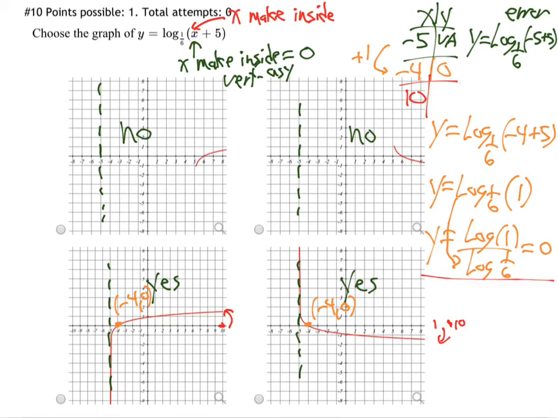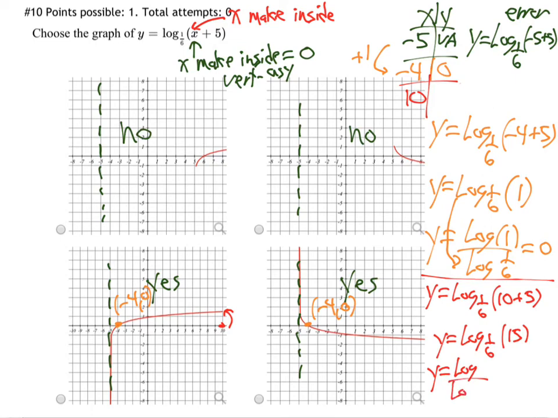So let's see it. y equals log base 1/6 of 10 plus 5. What do we get? y equals log base 1/6 of 15. Remember how to do that in your calculator. The base goes to the bottom. The other one's on the top. I'm going to do it on my calculator right now too. So log 15 divided by log of 1/6. I'm getting negative 1.5.